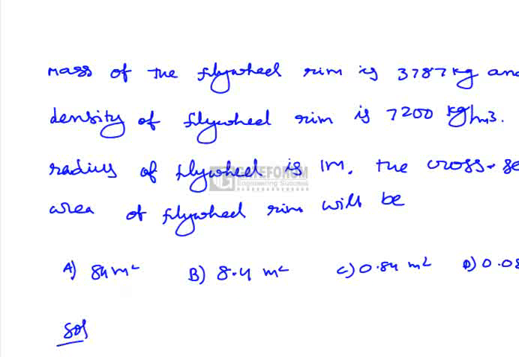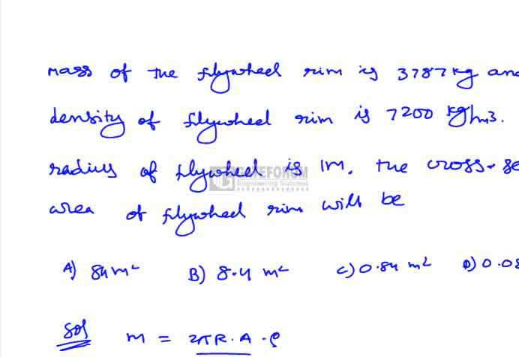Coming to the solution, from the relation, the mass of the flywheel is equal to 2 pi r into A into rho. Here 2 pi r A gives the volume of the flywheel and rho gives the density of the flywheel. From this relation, the cross-sectional area of the rim is equal to m by 2 pi r into rho. All the values are known: the mass of the flywheel is 3787, the density is 7200 kg per meter cube, and the radius of the flywheel is 1 meter.